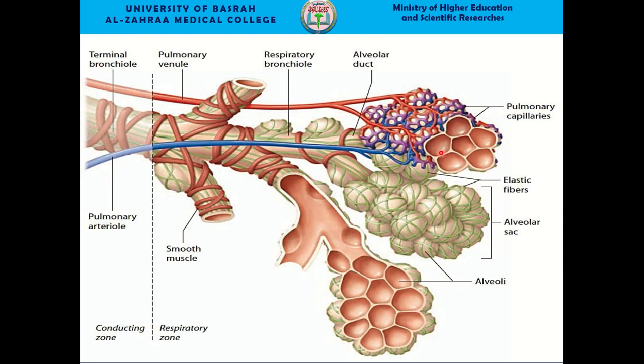And there is elastic fiber. The elastic fibers keep the alveoli open all the time. And as you know, there are two types of blood vessels or pulmonary capillaries. We have the blue one, the pulmonary arteriole, which carries deoxygenated blood from the heart to the alveoli, and we have the red pulmonary venule, which carries oxygenated blood from the alveoli to the heart.